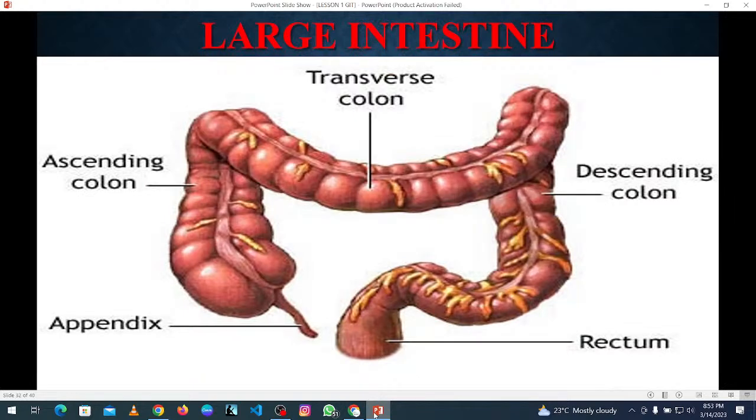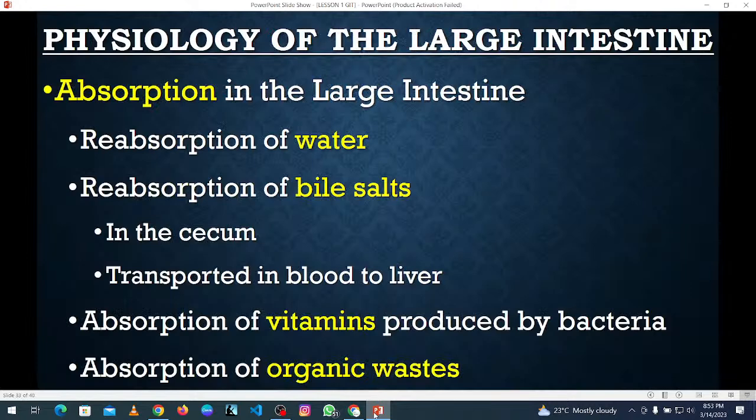So, finally is the large intestine, and it's really not important to know the transverse, the ascending colon, but for knowledge, we should know. We have the transverse, ascending, descending, and then the rectum. Appendix, we will study very deeply because there are disorders that affect the appendix. So, what are some of the functions that happen in the large intestine? The physiology of the large intestine. So, physiology, we say the functions.